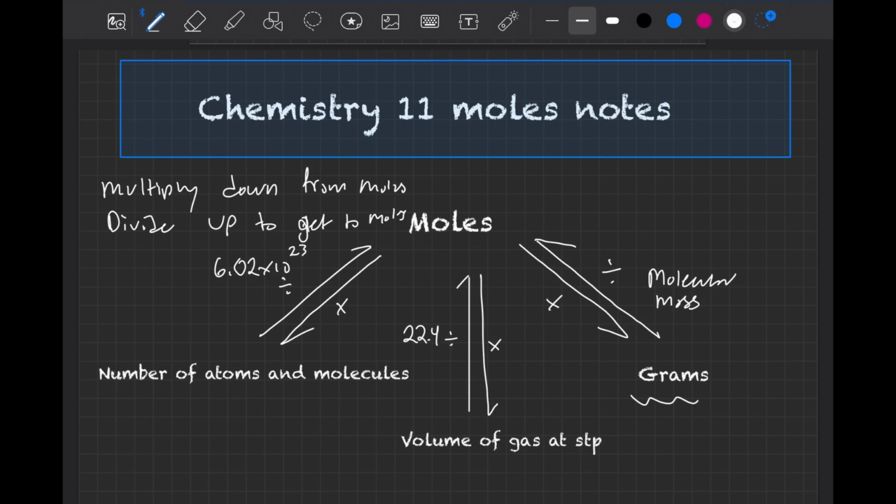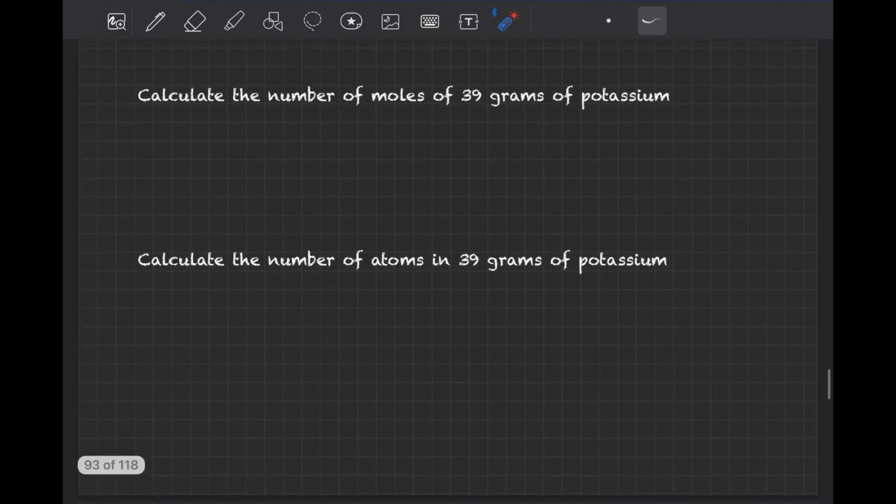So now let's try some examples. Also, just a key point is that if you're at grams, say, and you're trying to get to number of atoms or molecules, you would have to go to moles first and then do the conversion. There's no way to go directly there. Okay, so let's try these examples.